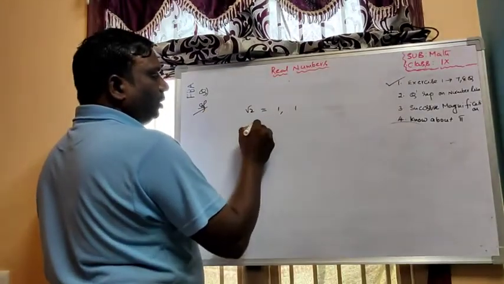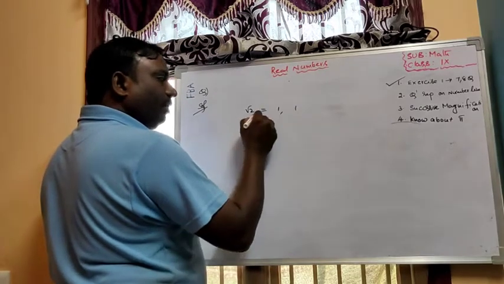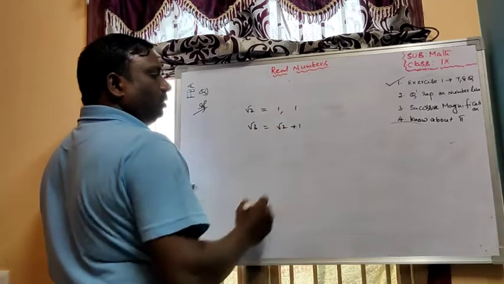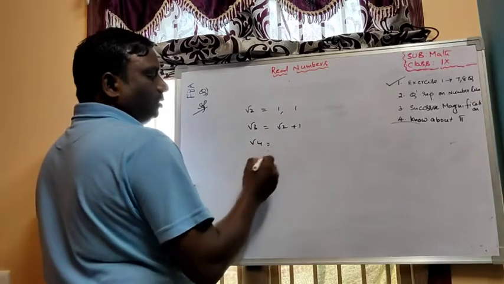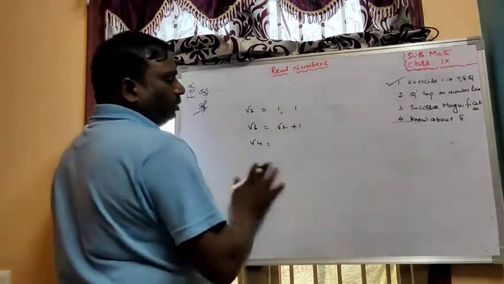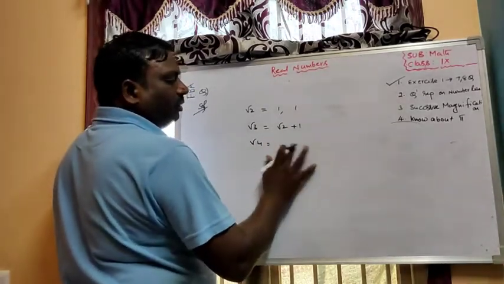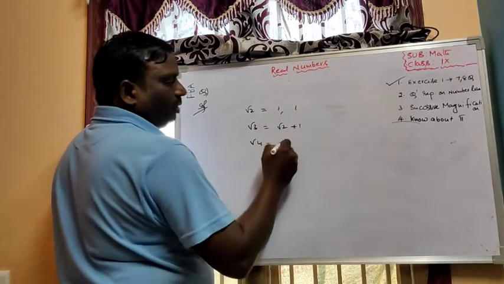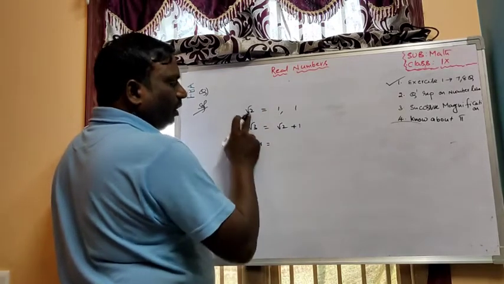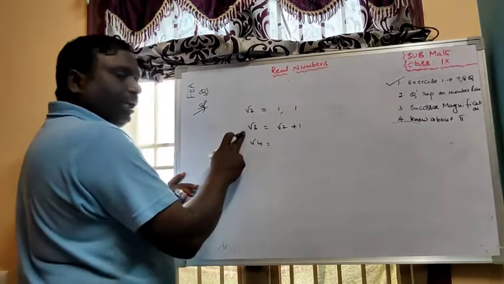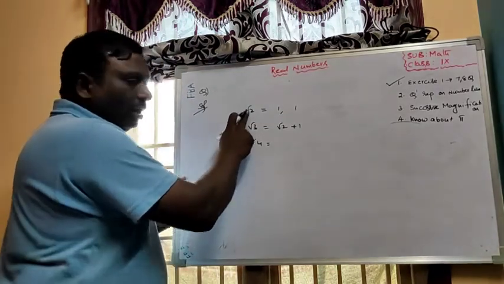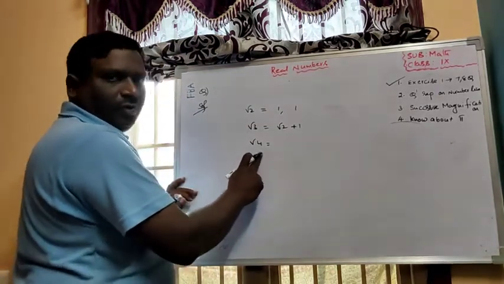1 unit you have to take. Root 3 means definitely you need to find root 2 plus 1, and root 4 means already that is 2. 2 means 2 units if you take. To get root 4, definitely we need to find root 2 and root 3, then only you will get root 4.